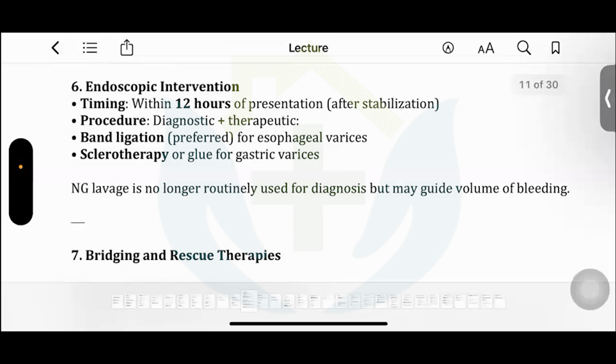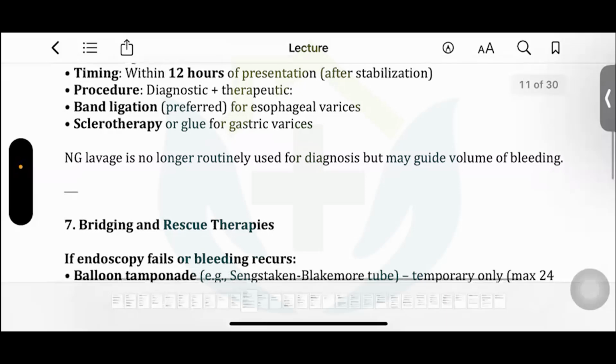Any idea? It will cause gastric gangrene. There are reports of people going for gastric variceal ligation and then leading on to a complication, that is gastric gangrene. So that is why it is not recommended.